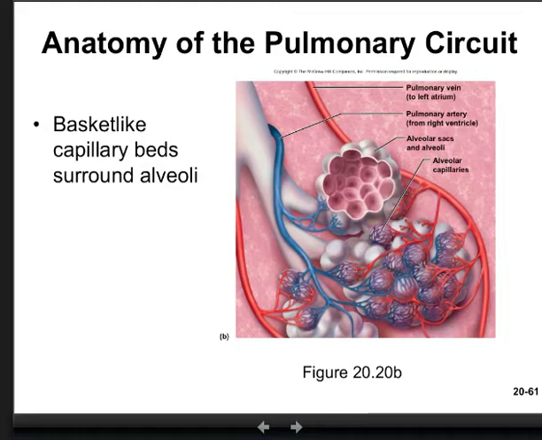And notice that we're surrounded on all sides by capillary beds, and the layers are extremely thin here. You've got 1 cell layer thick for the alveoli, and the capillary beds are likewise equally thin. So you only have to go through a couple of cell layers and a very, very thin layer of fluid. This is the surfactant that lines the inside of the lungs to get to the blood.